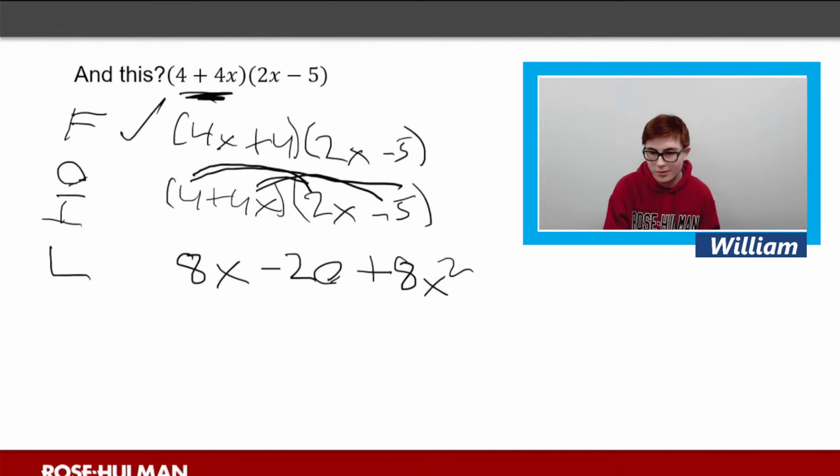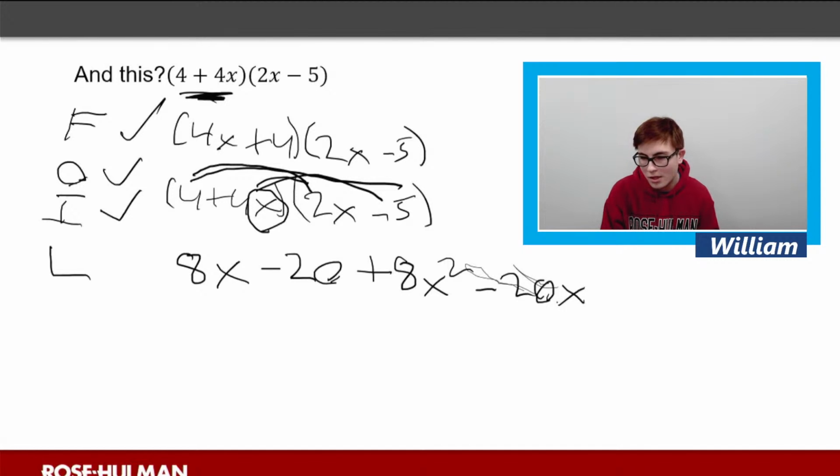I'll check them off here as we've gone. We've done the first, outside, and inside. Now we're going to do our last, which is a 4x multiplied by a negative 5. The 4 and the negative 5 still make negative 20, but this time we've got the x on it. So it becomes negative 20x. Oops. Negative 20x. Which I believe is visible. Yes, it looks like it is.